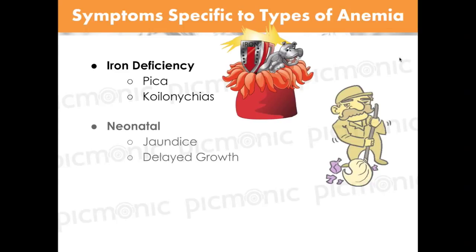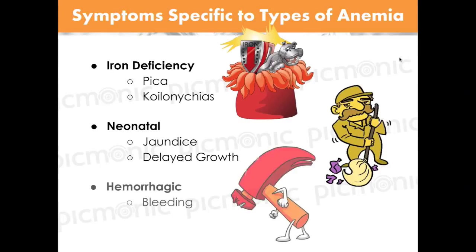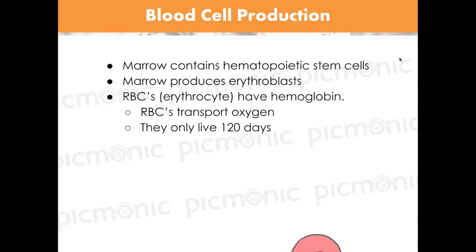The koilonychias, so the nail disorders where you have clubbing or just a bowed shape of the fingernails. With neonatal jaundice, or with neonatal anemia, you'll see jaundice, delayed growth in kids. With hemorrhagic, you'll just see bleeding, okay? So these are very, very simple, and we're going to get a little bit more complicated.